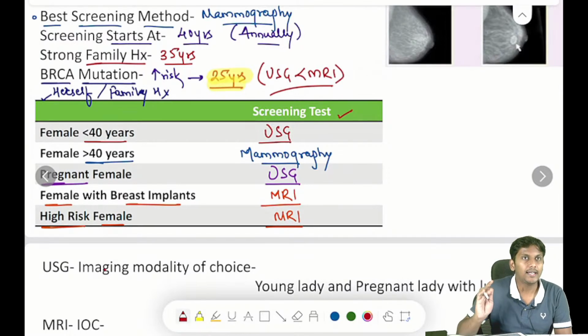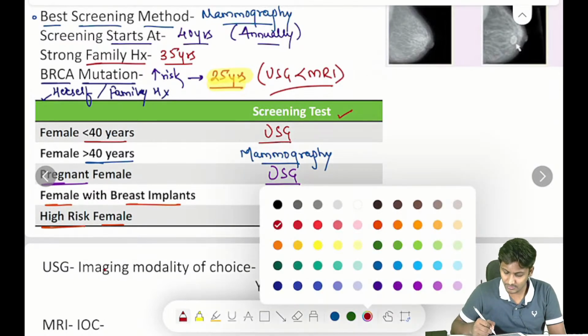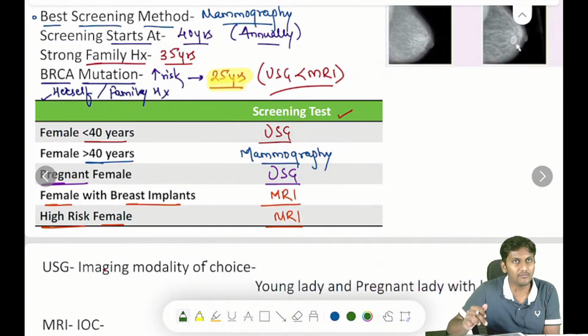Female less than 40, it is always ultrasound. Female more than 40, always a mammography. Pregnant female, ultrasound again. Female with breast implants, MRI. And high risk female like BRCA gene mutation or a family history, again an MRI will be a better choice.